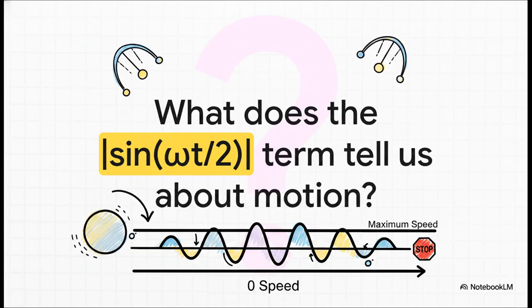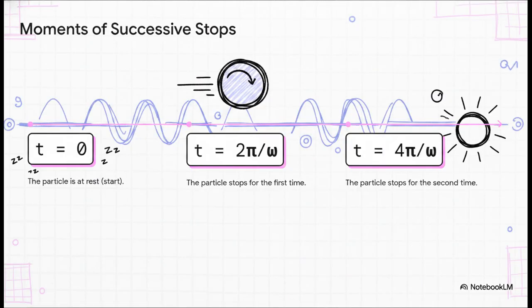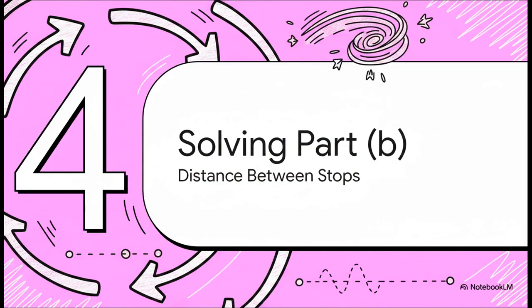So when does it actually stop? Well, the particle stops when its speed is 0, and that happens whenever that sine term is 0. For that to happen, the stuff inside it, omega t over 2, has to be 0, or pi, or 2 pi, and so on. So the first stop is at t equals 0, which we already knew. The next one happens when omega t over 2 equals pi, which means t is 2 pi over omega. The stop after that is at 4 pi over omega. You see the pattern? The time between any two stops is always the same, 2 pi over omega. Perfect. We've totally cracked part A and we used it to figure out the time between stops.